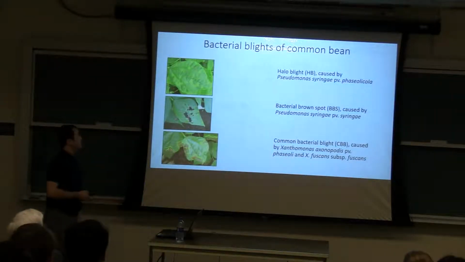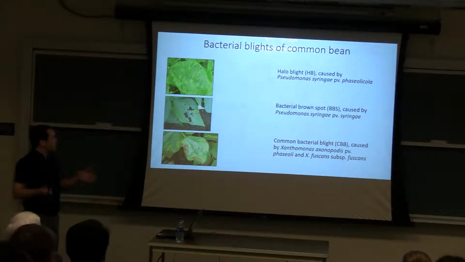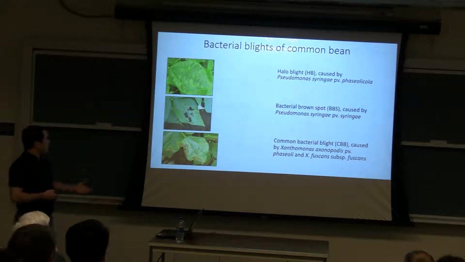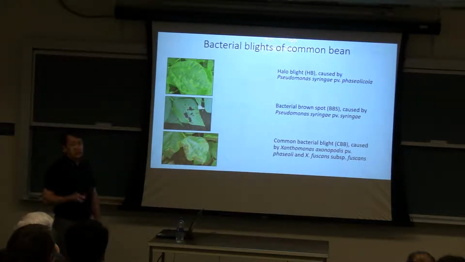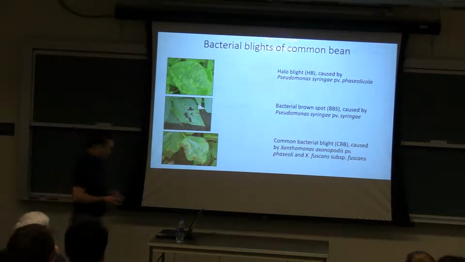So this is a basic common bean bacterial blight crash course, right? This is halo blight caused by Pseudomonas syringae pv. phaseolicola. Bacterial brown spot caused by Pseudomonas syringae pv. syringae, with some strains, and common bacterial blight caused by two different Xanthomonas species, Xanthomonas axonopodis pv. phaseoli and Xanthomonas fuscans subsp. fuscans. So just so you have an idea of what those look like in your mind.